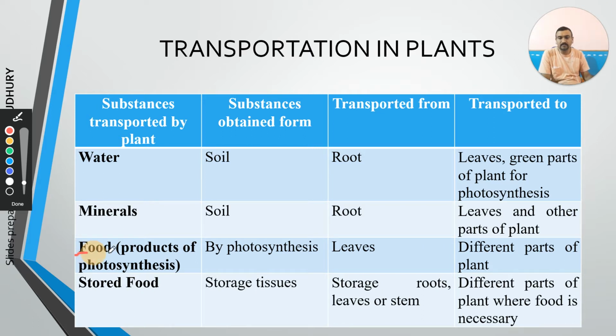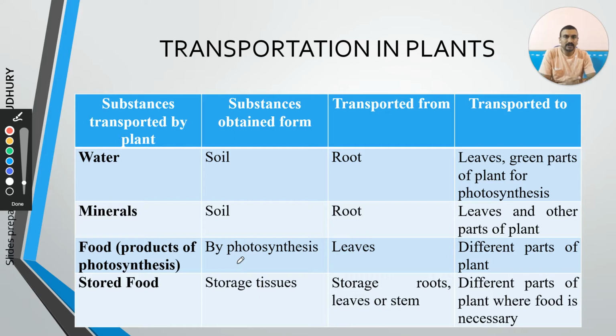Food, that is the products of photosynthesis. We are already saying it is produced by photosynthesis, which means it is produced mainly in the leaves or other similar green tissues. Now, from the leaves, where will it be transported? The food is necessary for all living tissues, so it will be transported from the leaves to the different living tissues of the plant.